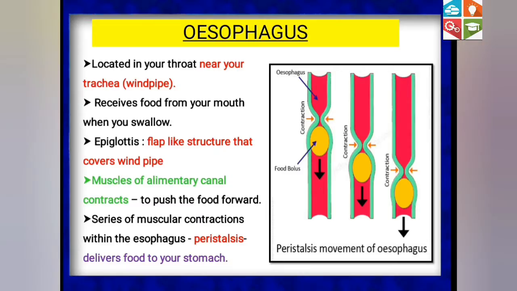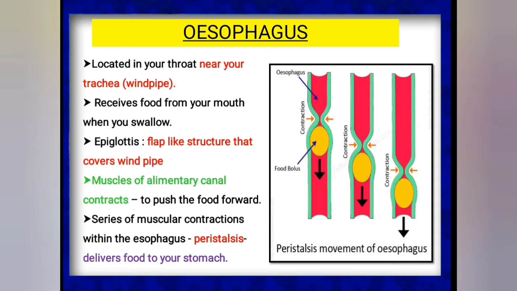Okay, so next, after the oral cavity, comes your esophagus. The esophagus is a long tube, seen near the windpipe, that is your trachea. So the trachea and the digestive tract, that is your esophagus, lie side by side. It receives the food from the mouth when you swallow it. So when you swallow the food, it goes into a tube called the esophagus.